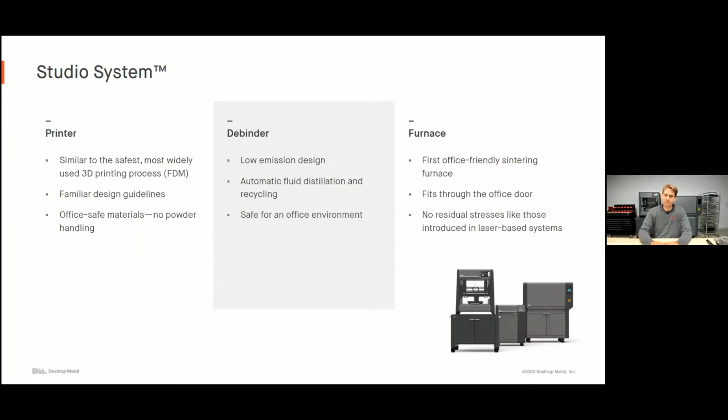And then the furnace, again, first office-friendly sintering furnace. It's going to fit through your office doorway. There's no residual stresses involved in the process because we're going to heat up and cool down uniformly. It's got a peak temperature of 1400 degrees Celsius, which allows us to sinter a wide variety of alloys to the highest material properties possible.